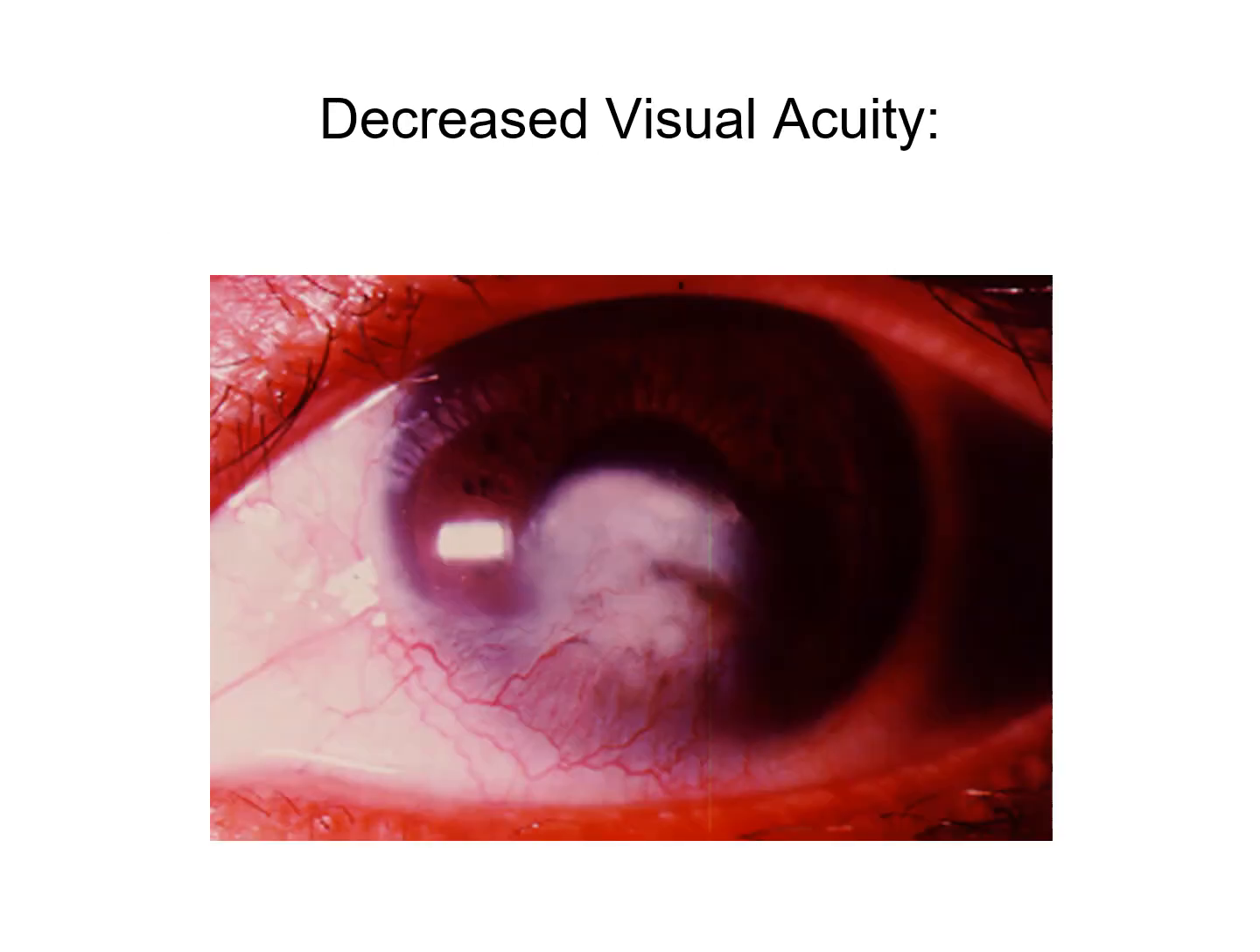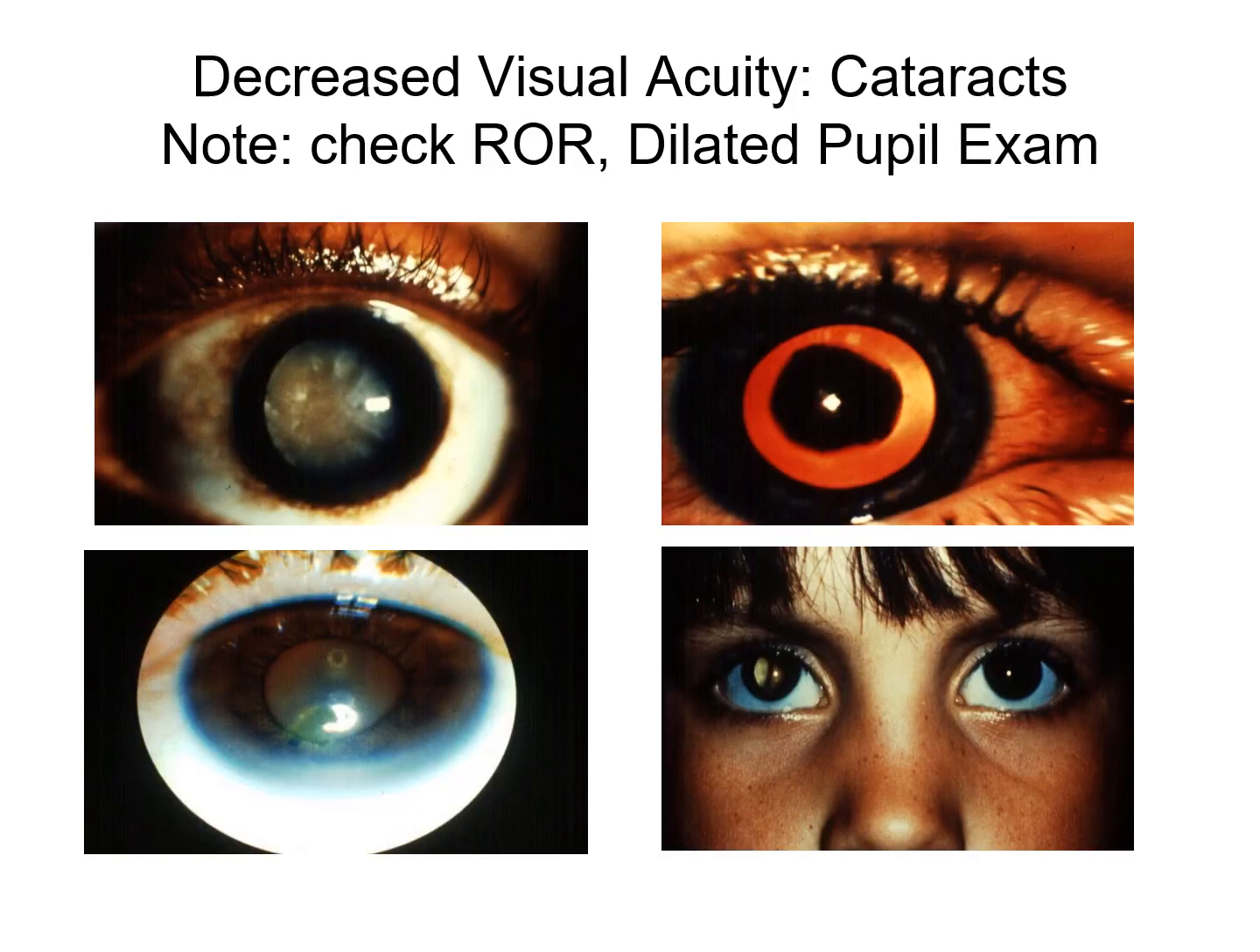Presented in this slide is a patient with a white opacity on the cornea. This opacity decreases the entry of light into the eye, decreasing visual acuity. Other causes of visual decrease include cataracts, in which the patient's lens becomes opaque, decreasing the entry of light.